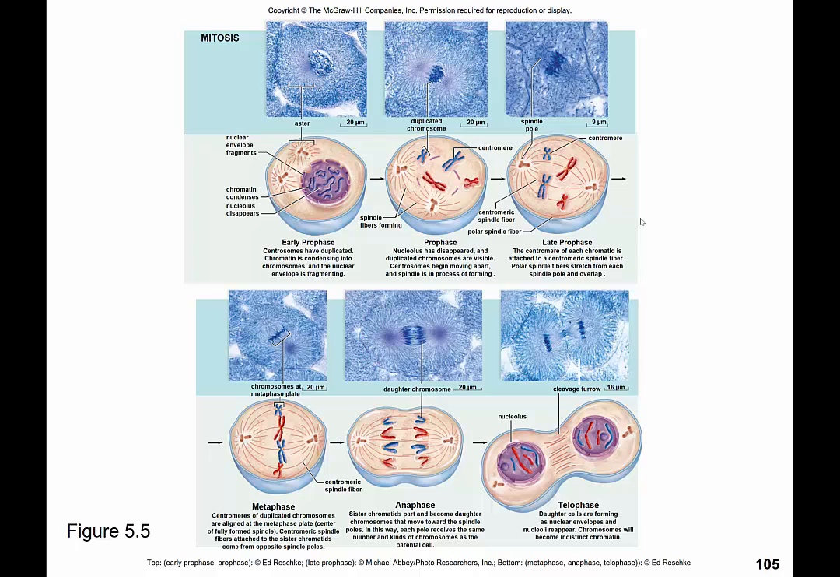The acronym for mitosis is PMAT, for prophase, metaphase, anaphase, and telophase. You won't be responsible in this class to know the differences between early prophase, prophase itself, and late prophase. But do know that during prophase, the nuclear membrane disappears. We have those spindle fibers that appear, seen here or here, and they form between the centrioles as they move apart.